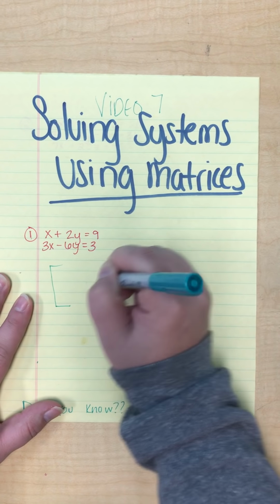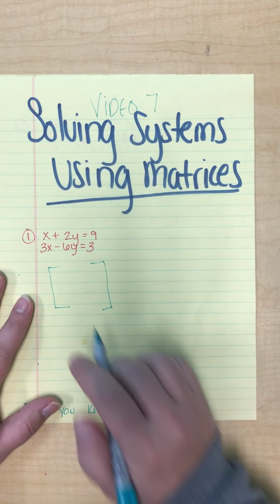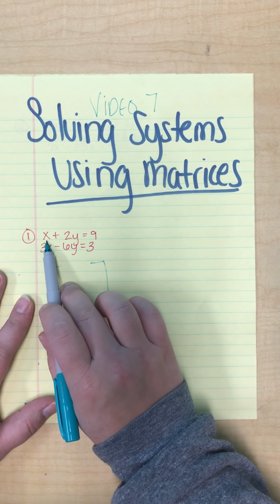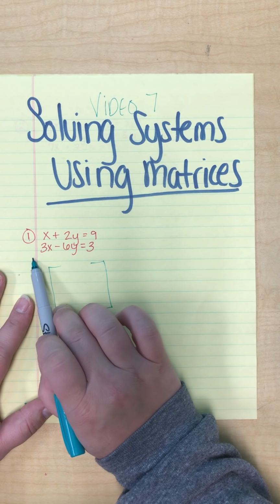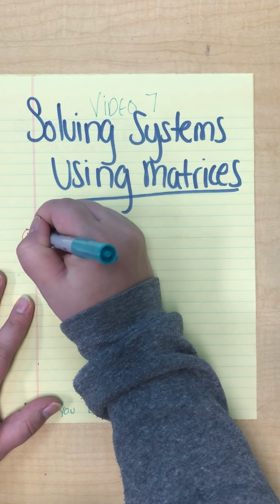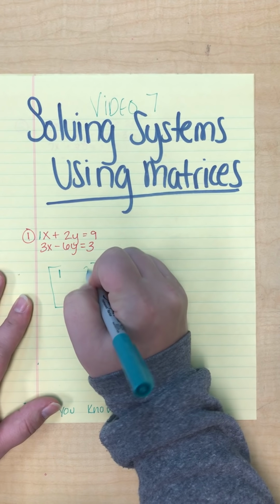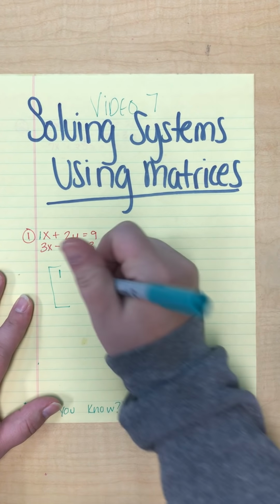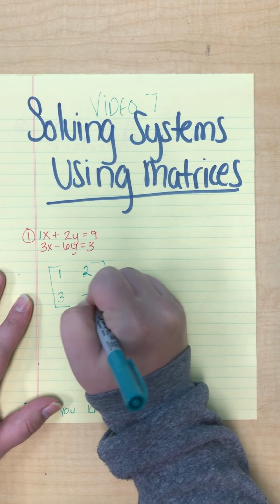Okay, so like I said, step one is to set up a matrix equation. In my first matrix, I'm going to put my coefficients before my x and y's. First I want to make sure my x and y's are in the same order. So x, y, x, y. So we're good. The coefficient in front of the x is a 1, so I'm going to put that here. There's a 2 in front of the y, so I'm going to put that there. Then I've got a 3 and a -6.